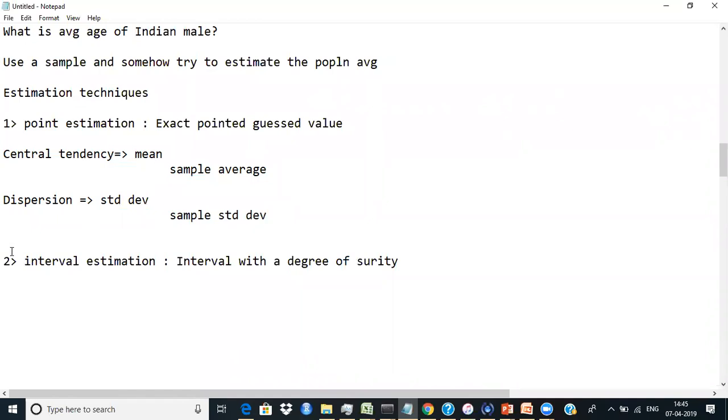Okay. Now, the next concept is interval estimation. Interval estimation, like I said, talks about giving an interval with a certain degree of surety. Make sense? In order to understand interval estimation, we'll have to understand a theory known as CLT, or central limit theorem.